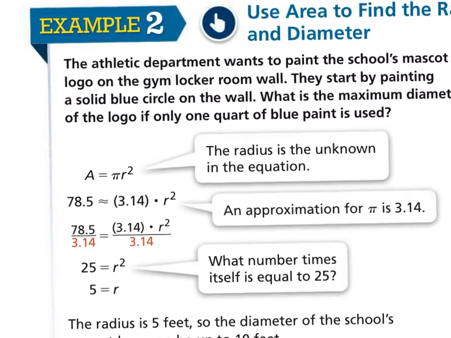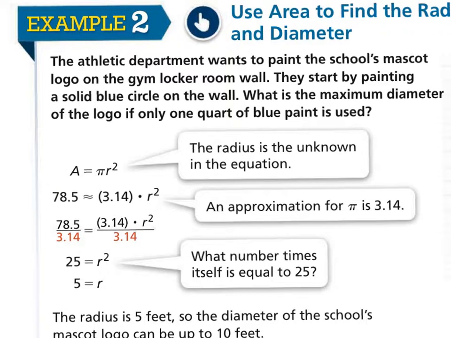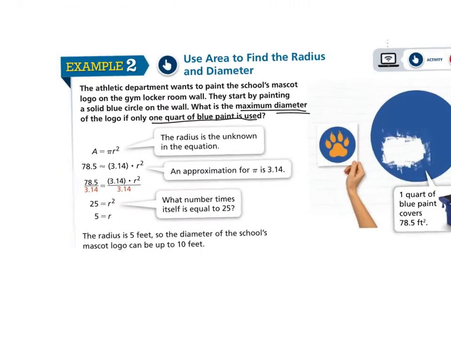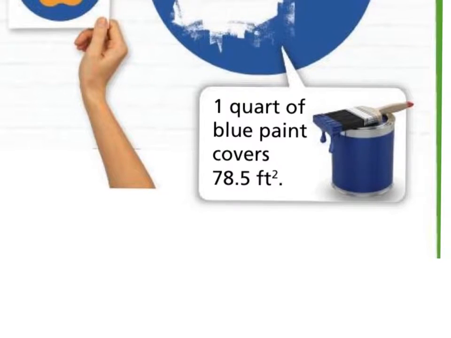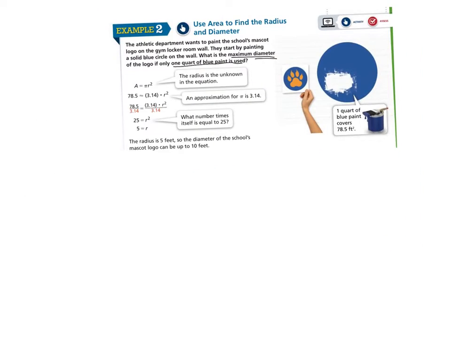Example 2, the athletic department wants to paint the school's mascot logo on the gym locker room wall. They start by painting a solid blue circle on the wall. What is the maximum diameter of the logo if only 1 quart of blue paint is used? Okay, so usually on a paint can it's going to tell you what kind of coverage you can get. So 1 quart covers 78.5 square feet.